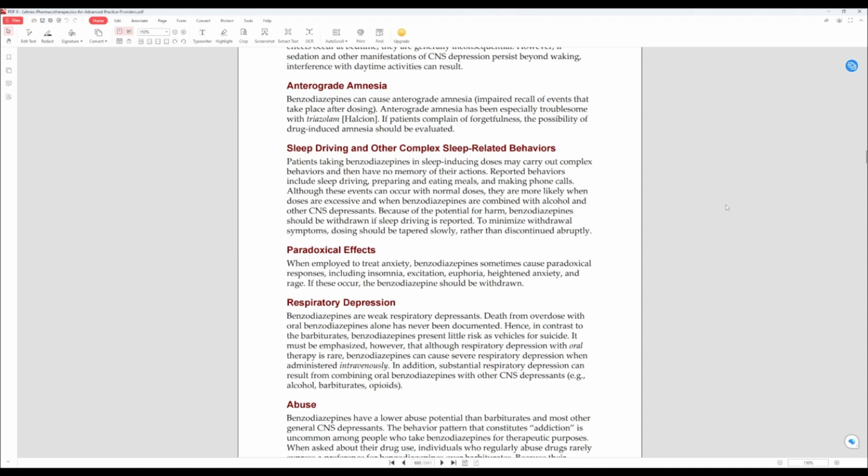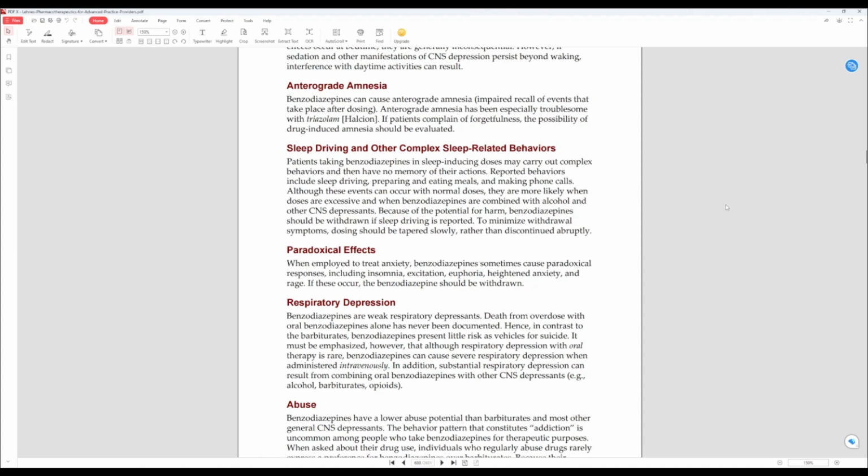Sleep driving and other complex sleep-related behaviors. Patients taking benzodiazepines in sleep-induced doses may carry out complex behaviors and then have no memory of their actions. Reported behaviors include sleep driving, preparing and eating meals, and making phone calls. Although these events can occur with normal doses, they are more likely when doses are excessive and when benzodiazepines are combined with alcohol or any other CNS depressant.